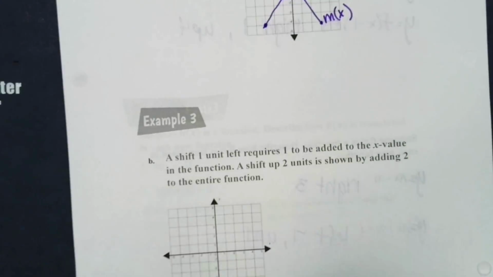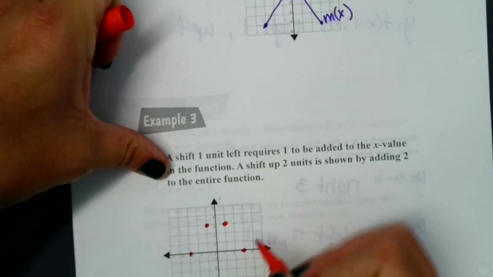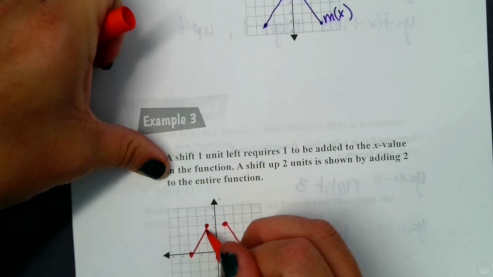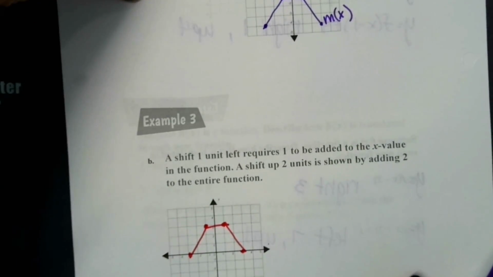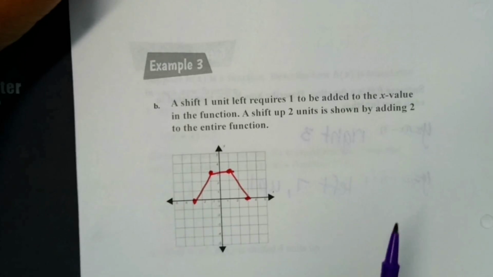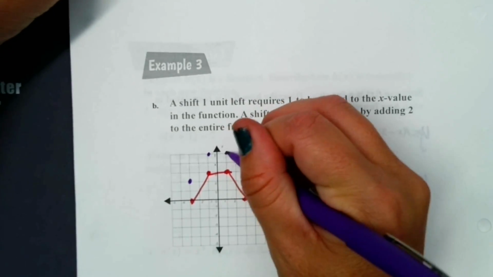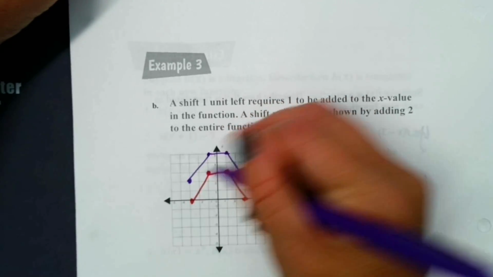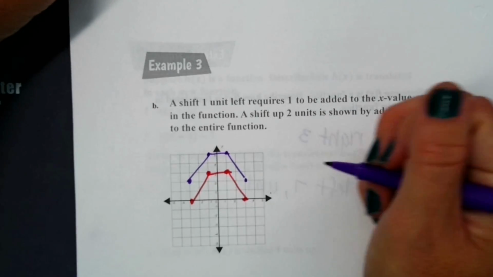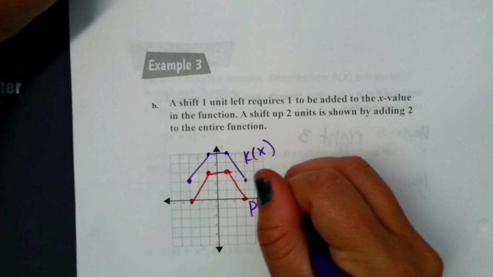Okay, we're going to shift down here. Back to the original. There was the original. Now what am I doing? What's it tell me to do? So I'm just going to take this up 2. So now this one is K of X, because I changed it from the P of X.